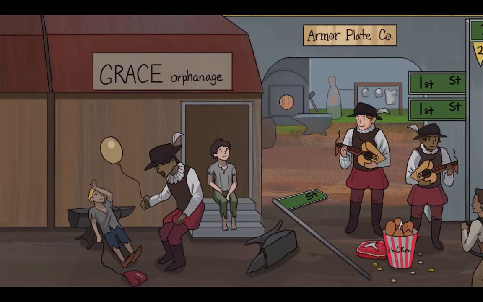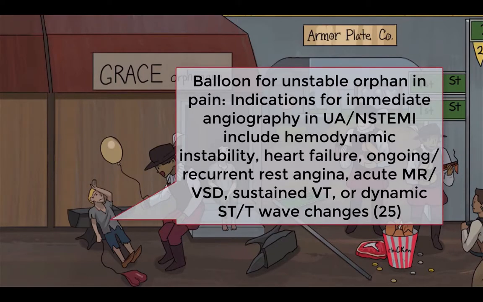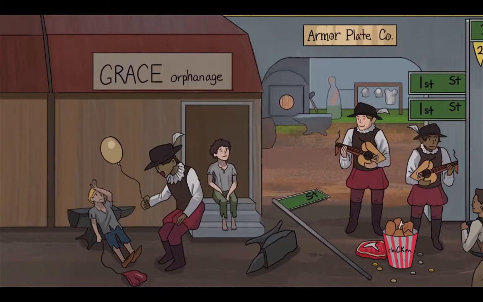So let's start off with immediate angiography. This is for patients who are at high risk for poor outcomes. Specifically, those who are hemodynamically unstable, have overt heart failure or severe left heart failure, ongoing or recurrent rest angina, acute mitral regurgitation or ventricular septal defect, sustained VTAC, or dynamic ST T-wave changes. Generally, if they have really bad stuff going on, these patients will undergo coronary angiography and PCI with stent placement if indicated. Just take the balloon, kid.